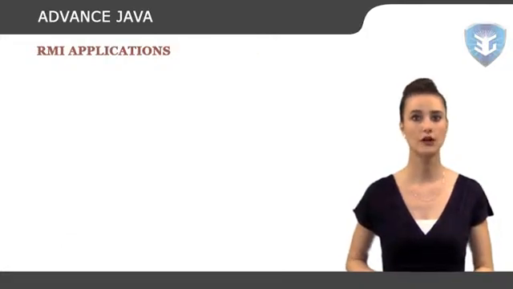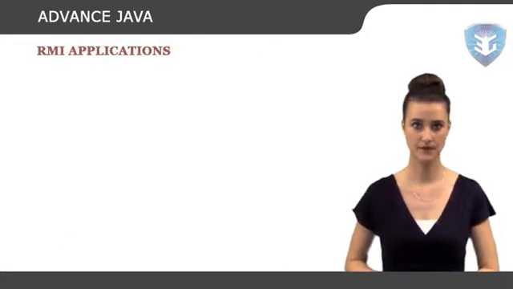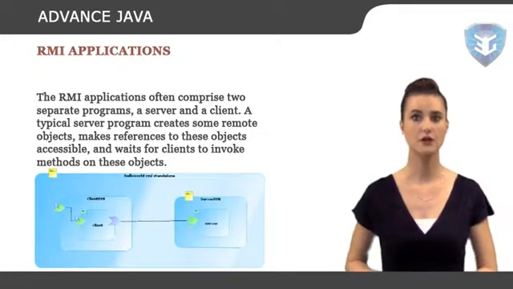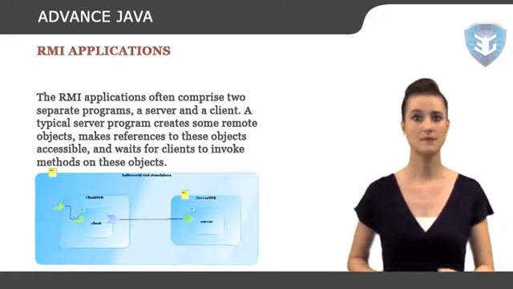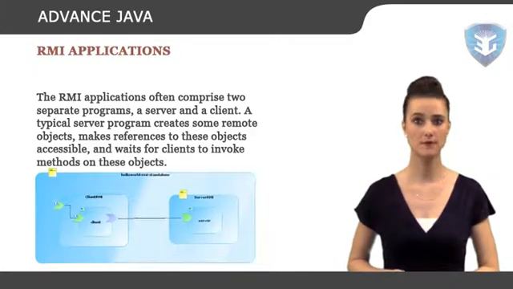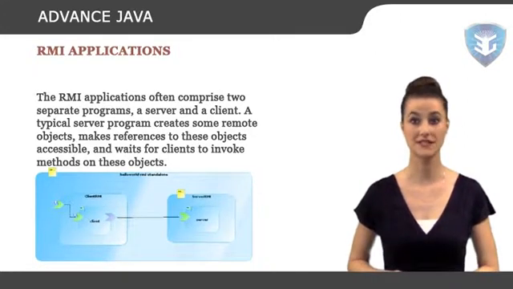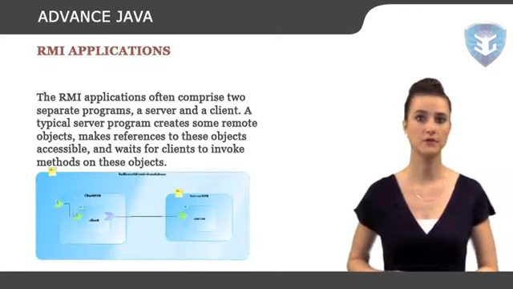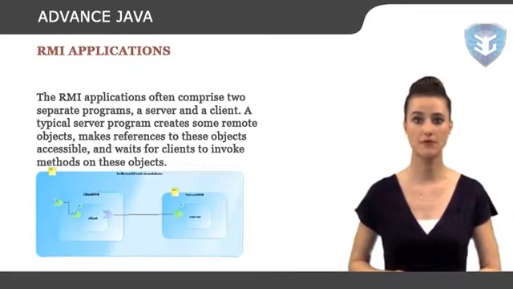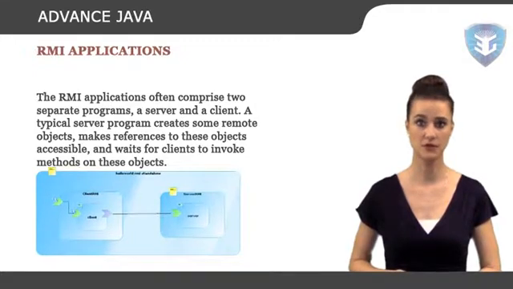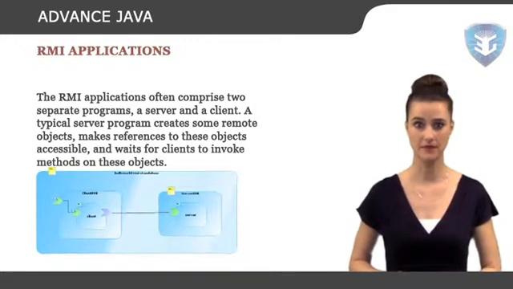Let's now have a look at RMI applications. RMI applications often comprise two separate programs, a server and a client. A typical server program creates some remote objects, makes references to these objects accessible, and waits for clients to invoke methods on these objects. A typical client program obtains a remote reference to one or more remote objects on a server, and then invokes methods on them.